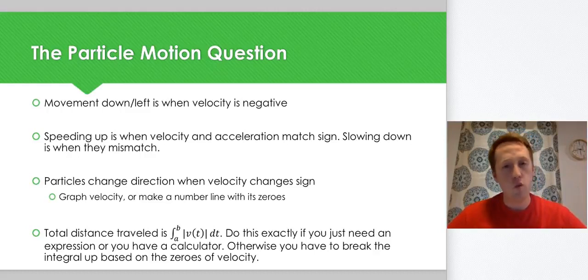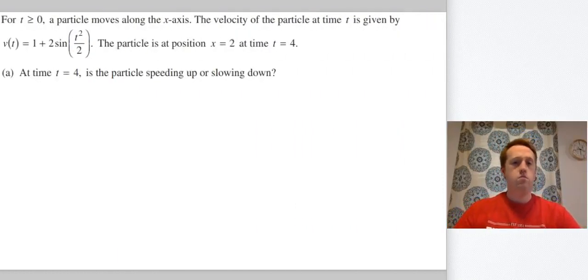So we're going to do that one of two ways. If we have a graphing calculator, we're going to graph velocity and see where it changes sign, see where it crosses the x-axis. If you have no graphing calculator, you're going to find the zeros of velocity and make a number line. Total distance traveled is the integral of the absolute value of velocity. If you have a calculator, or they're just asking for an expression for the total distance traveled, that is exactly what you'll do. Only when you have to do it by hand are you going to find the zeros of velocity and break up the integral at those zeros. Okay, let's just do it.